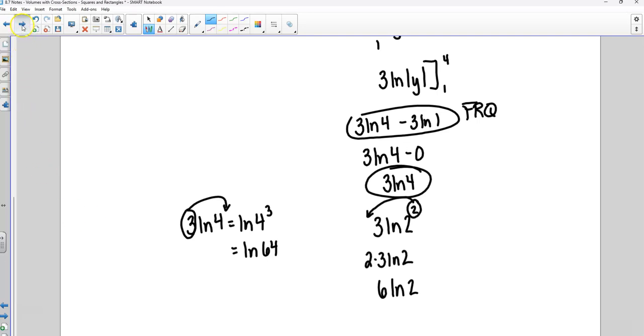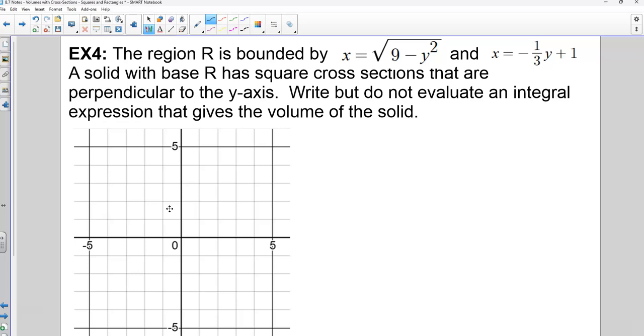All right, I got a couple more I want us to look at. So region R is bounded by x equals the square root of 9 minus y squared and x equals negative 1/3 y plus 1. A solid with a base R has square cross-sections that are perpendicular to the y-axis. Write but do not evaluate an integral expression that gives the volume of the solid. You'll see them do this a lot, write but do not evaluate. So they want you to write the integral, but you don't have to actually integrate it.